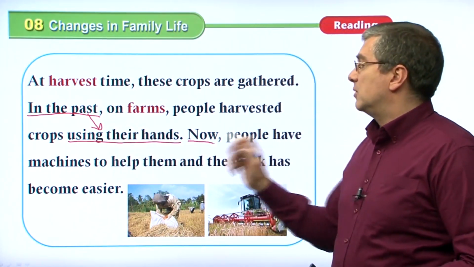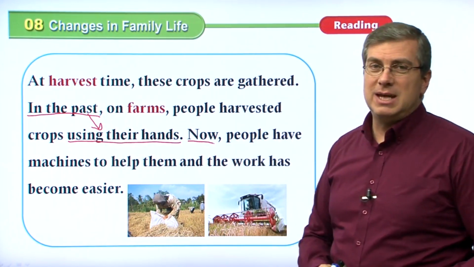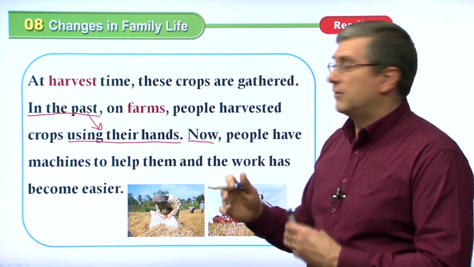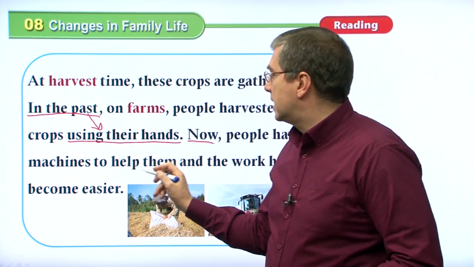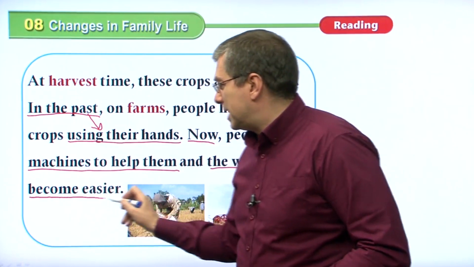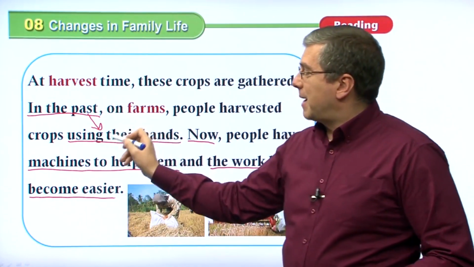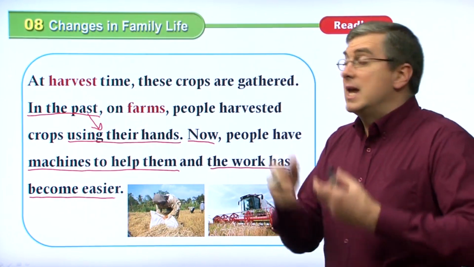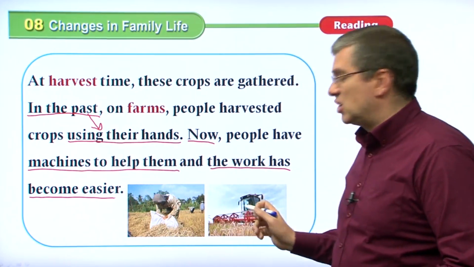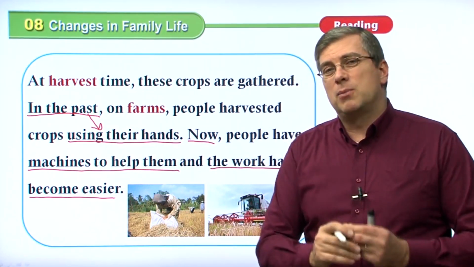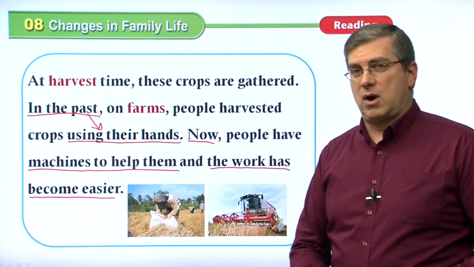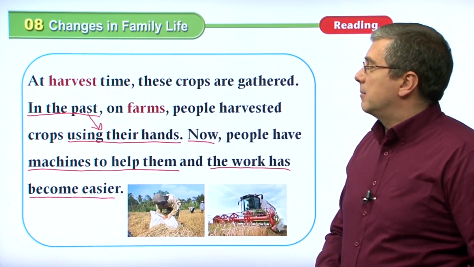Now, people have machines to help them, and the work has become easier. So the difference is now, in the past as opposed to now. People have machines, so we use machines to help them, and the work has become easier. Before, in the past, people used their hands to gather food. Now, people use machines to help them, and of course, the work has become much easier, much faster, and very important, fewer people have to do that work. So more people can live away from farms. Okay, that's talking about food.